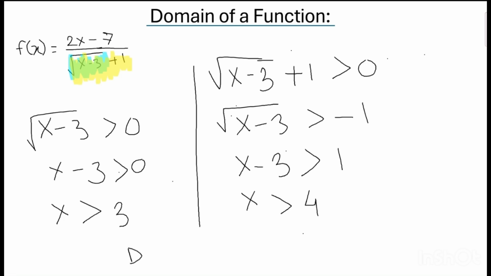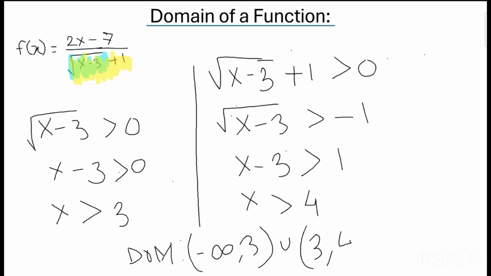In this case, we have two restrictions. So our domain will be parentheses negative infinity to 3 parenthesis closed union parenthesis 3 to 4 parenthesis closed union parenthesis 4 to positive infinity. That means in this case the domain does not include 3 and 4.